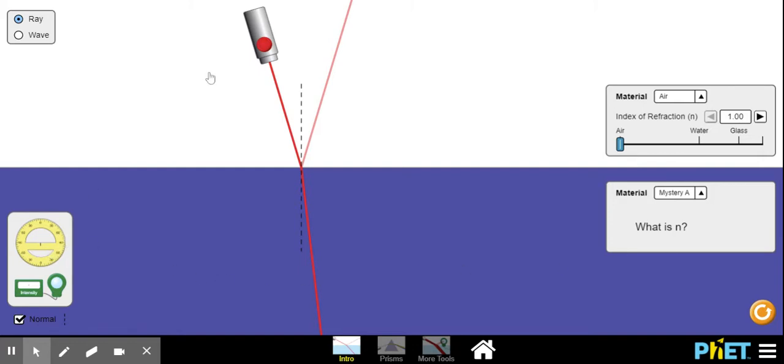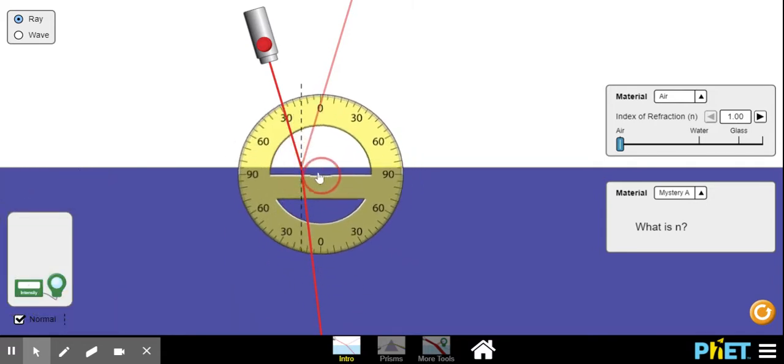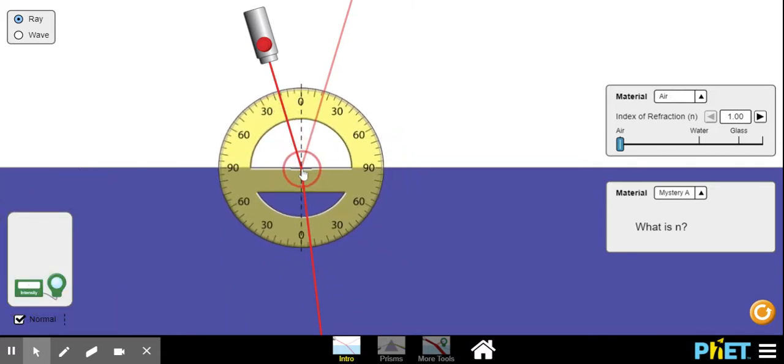So the first thing we're going to do is put a protractor right in the middle. So the 90 degrees is along the surface or the boundary between the air and the mystery substance, and the 0 degrees is in line with the normal. So the normal is already drawn for us. And I'm going to start with an angle of incidence of 20 degrees. Okay, we'll start at 20 degrees because it just makes life a little bit easier to measure.